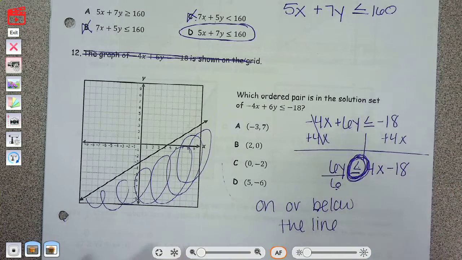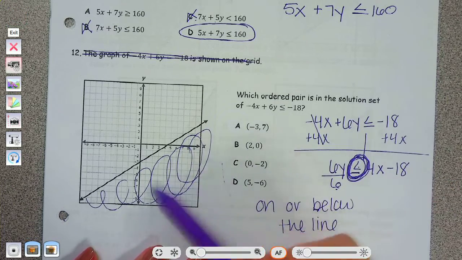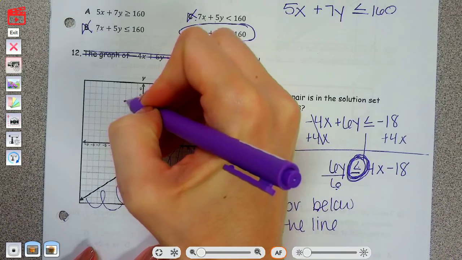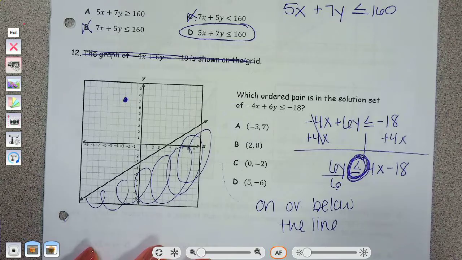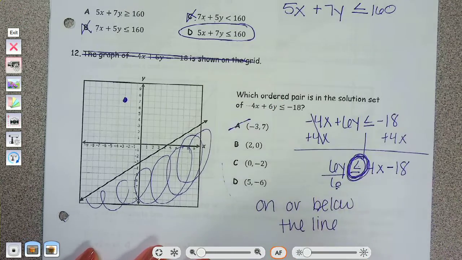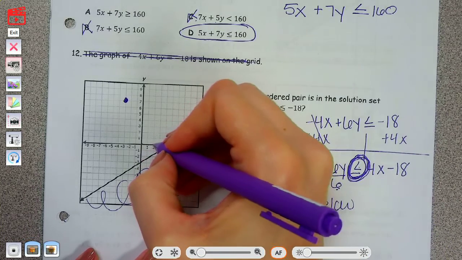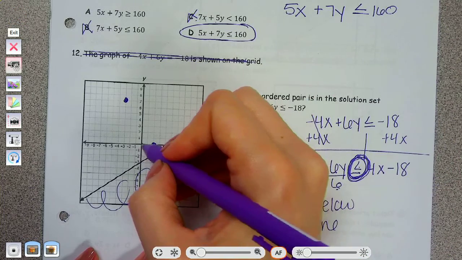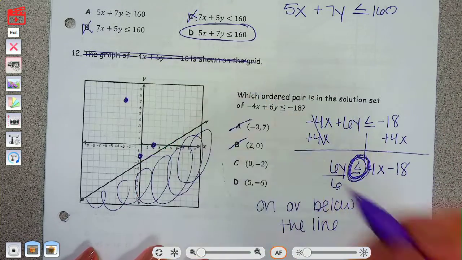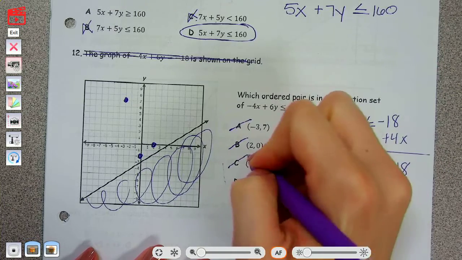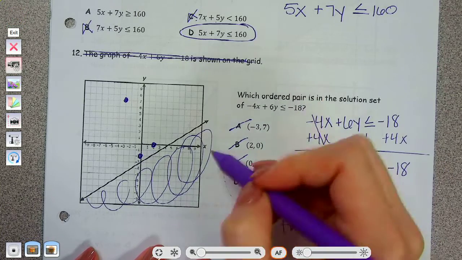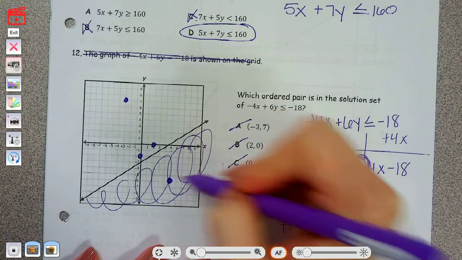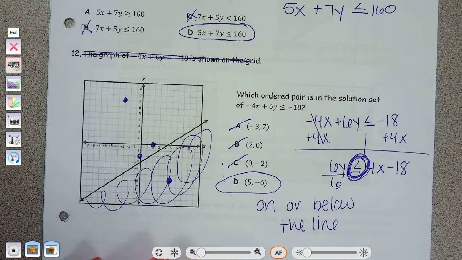Okay. So let's see which one is down here. Negative 3, 7. Well, holy moly. That is not it. Not that one. 2, 0. 1, 2. Well, that's not it either. 0, negative 2. All right, well, that's not it either. Of course, it's the last one. Over 5, down 6. Is that in the shaded region? Yes. So our answer is D.